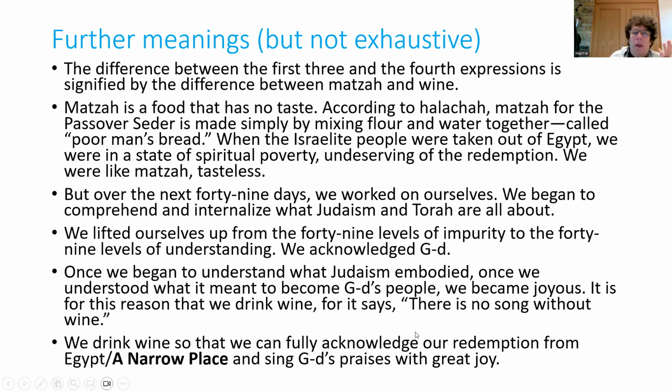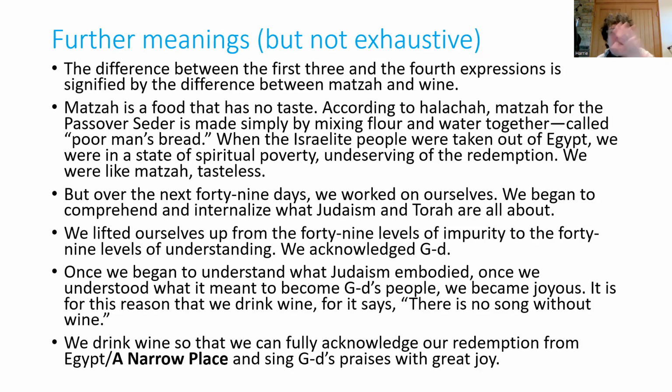And we acknowledge God. And once we start to understand that, we can become joyous, and we drink the wine, for there is no song without wine. We drink wine, these 4 cups, also so we can acknowledge our redemption from Egypt. And in Hebrew, Egypt is called Mitzrayim, which means a narrow place. And so we're coming from a very narrow place into this big understanding of what's really happening. So it's a deeply embodied and also mystical thing that's going on here. It's not just walking out of Egypt, it's walking out of a mindset as well.